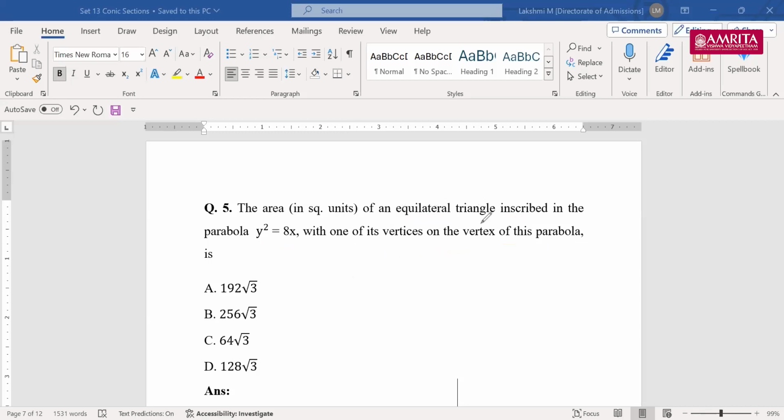The area of an equilateral triangle inscribed in the parabola y square equal to 8x with one of its vertices on the vertex of this parabola is. That's what the question is. So I think you can just start doing it. I've shown the options also. Please start doing it, and once you get the option, please type it in the chat box.